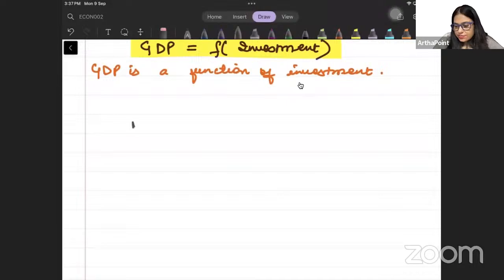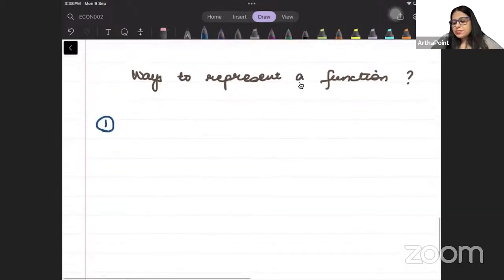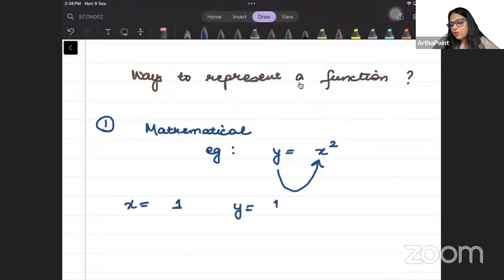What are the ways to represent any function? हम function को कैसे कैसे represent कर सकते हैं? Right, beta? So the first method to represent any function is the mathematical method. जैसे if I say y is equal to x square, so y is dependent on the value of x. Y x के value पर dependent है. You give some value of x, you will get some value of y.